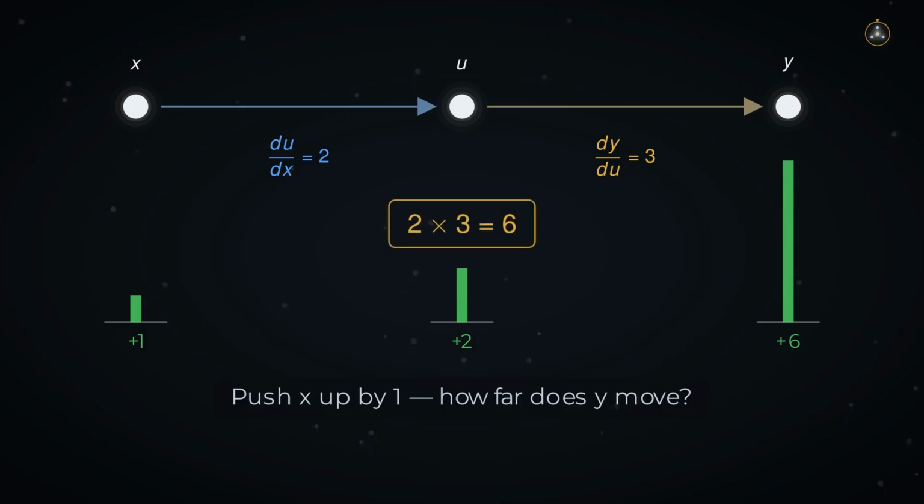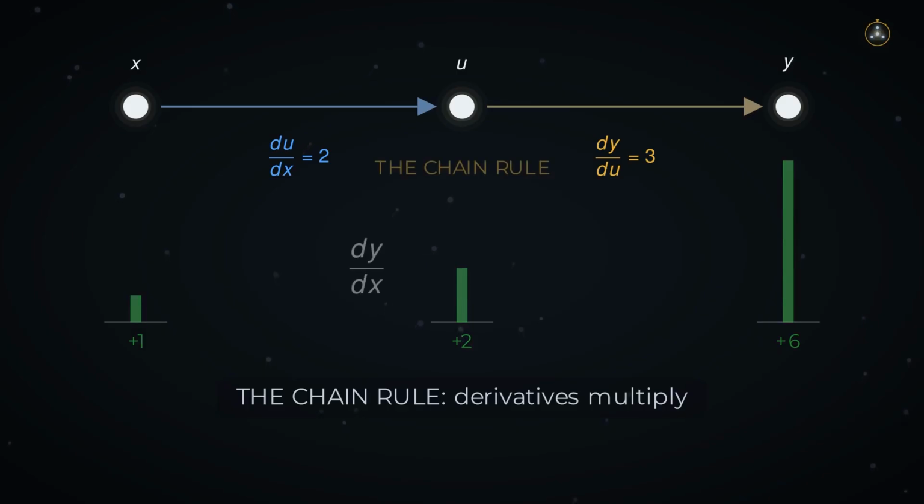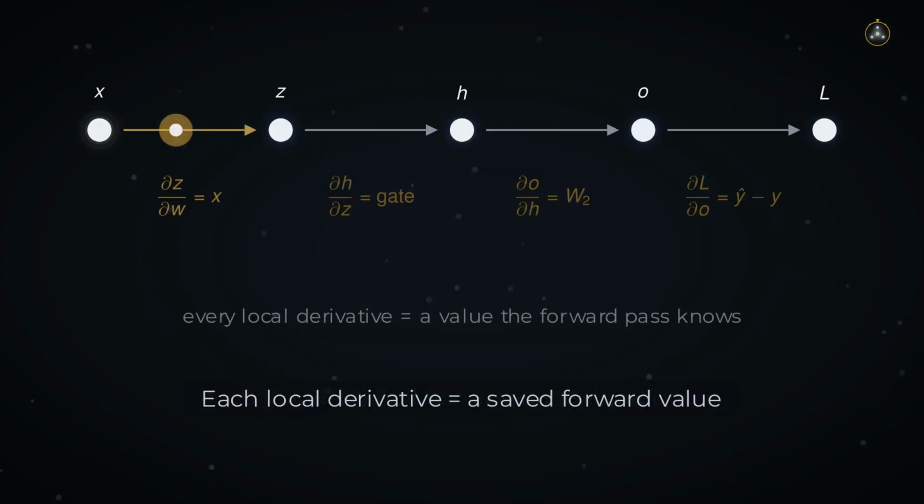The derivatives multiply. This is the chain rule, the one piece of calculus behind deep learning. There it is. The derivatives multiply along the chain. Any depth, one multiply per link. Now map it onto our chain.